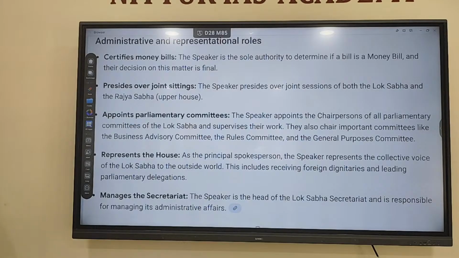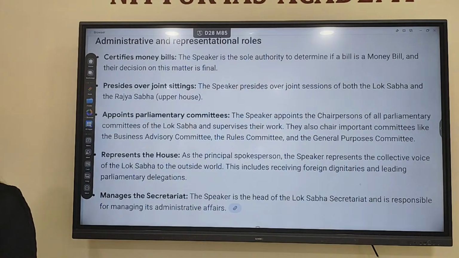Finish. Next comes the deputy speaker. After the election of the speaker, there will be an election for the deputy speaker in the Lok Sabha. Usually the deputy speaker will be from the opposition party. Okay. The speaker will be from the ruling party, but the deputy speaker should be from the opposite party.